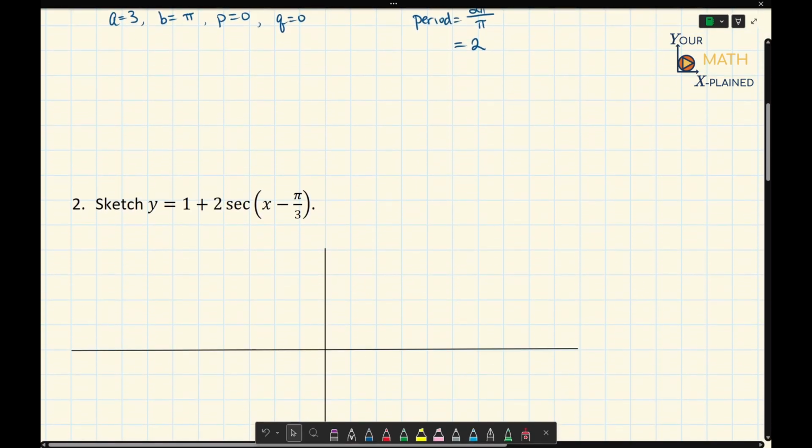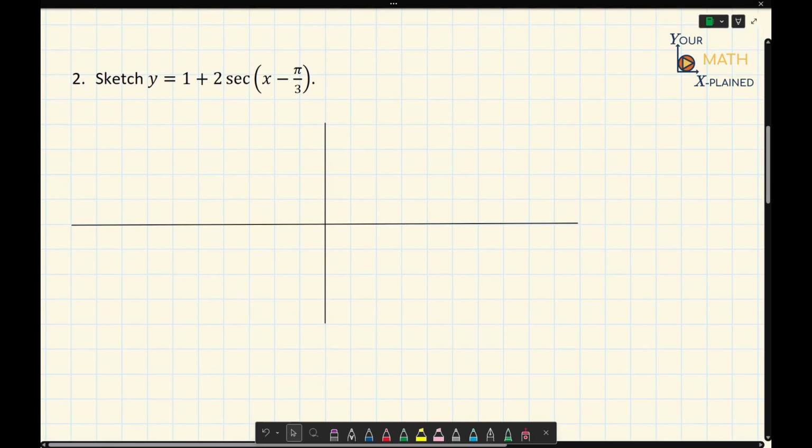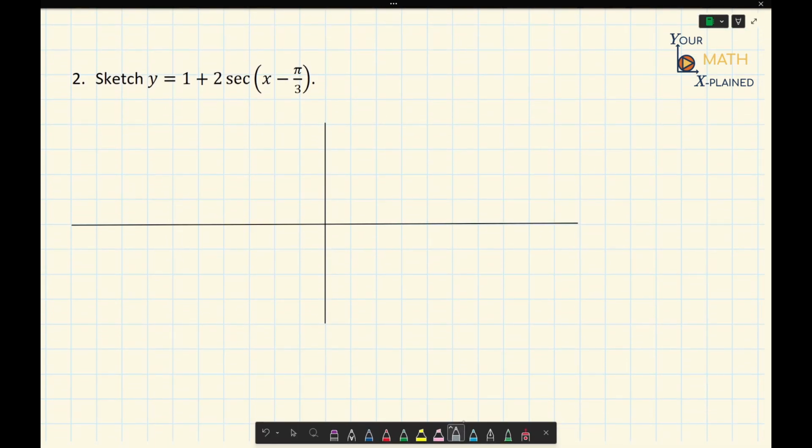Next, we're going to take a look at how to sketch a reciprocal trig function. So recall that the secant function is just 1 over cosine. So this means that anywhere where cosine is 0, we're going to have a vertical asymptote. So let's say that this was our pi over 2, and this here is pi, and this here is negative pi over 2, and this here is negative pi. Then the original secant function is going to have a vertical asymptote at pi over 2, and then another vertical asymptote at negative pi over 2.